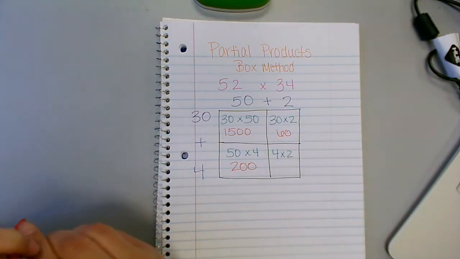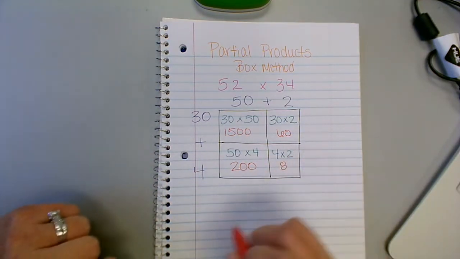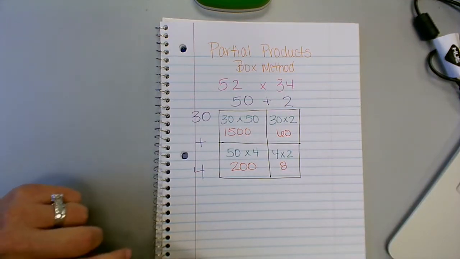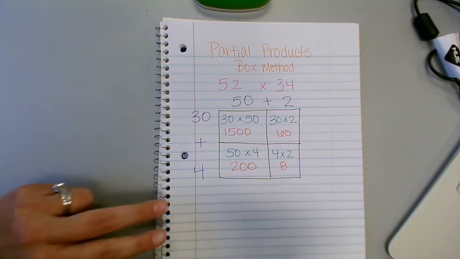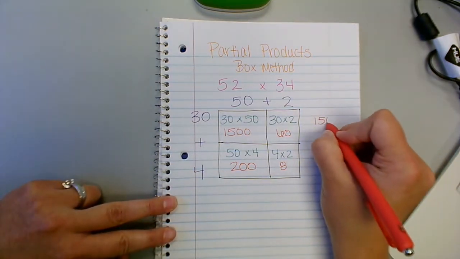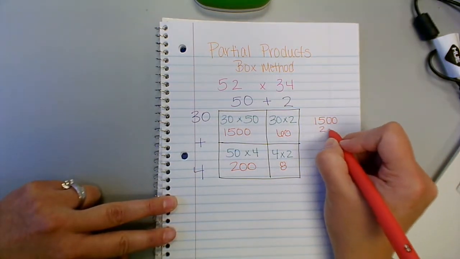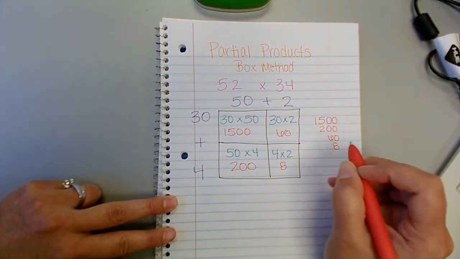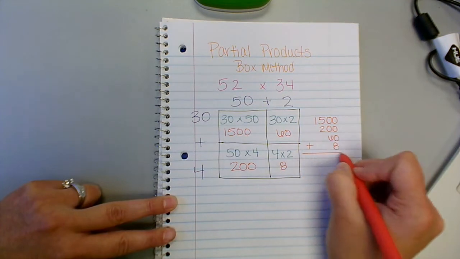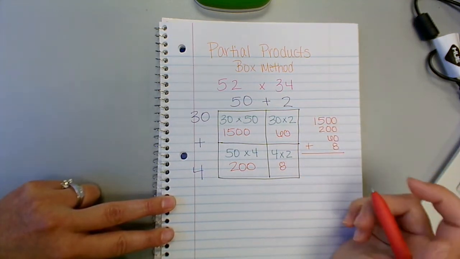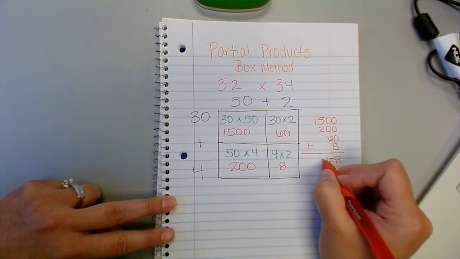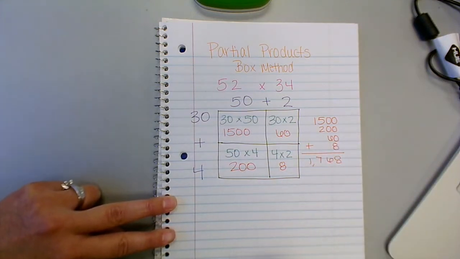So all of these numbers in red would be considered our partial products. And then our final last step is to add all these partial products together. So we'd have 1,500 plus 200 plus 60 plus 8. And realistically, we should kind of get an upside down triangle as we're lining these up to add. So when we add these all together, we get 1,768 as our final total.